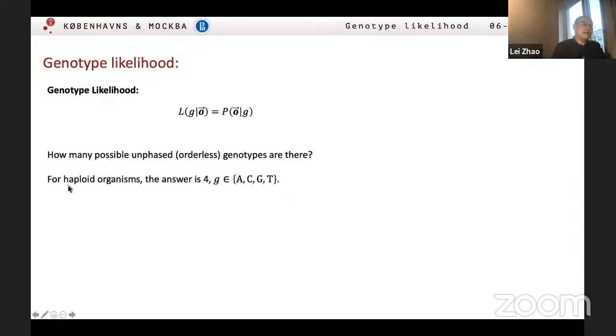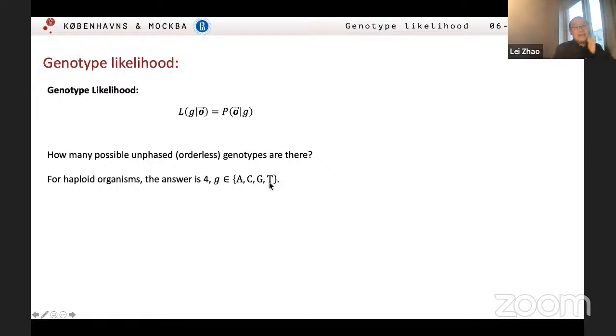And suppose we need to know, for a specific site, how many genotypes we need to calculate. Suppose for one specific site and the organism is a haploid, the answer is 4, because the base can only be A, C, G, or T. So the likelihood will be the likelihood of this specific site having a true genotype A, true genotype C, true genotype G, and true genotype T.